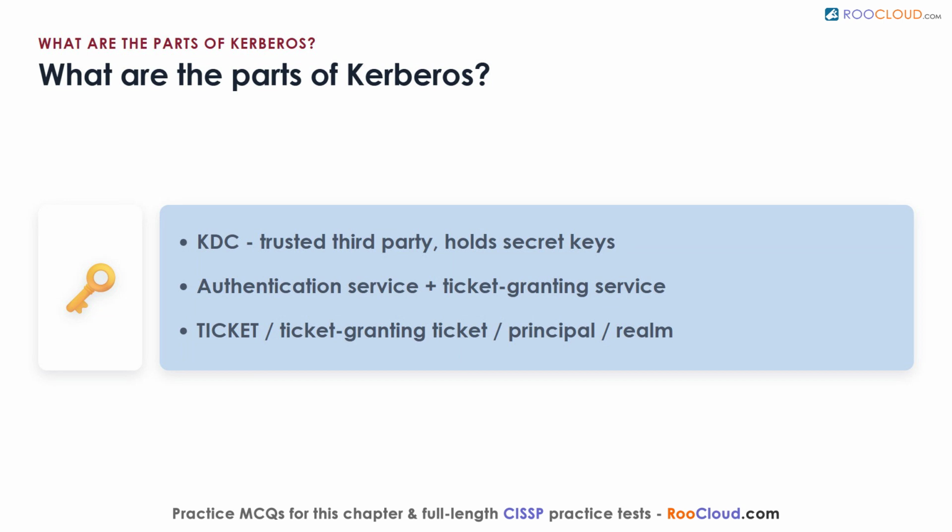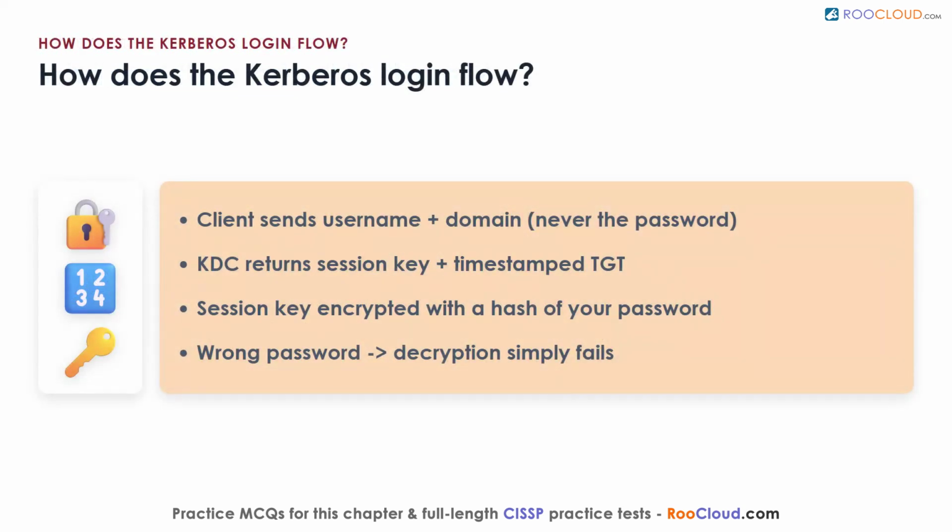A ticket is an encrypted proof that you may access a specific object with a limited lifetime. A ticket granting ticket is a special first ticket proving you already authenticated, so you can request more tickets. A principal is any entity that can request a ticket, and a realm is the logical domain that Kerberos rules over. So how does the login actually flow?